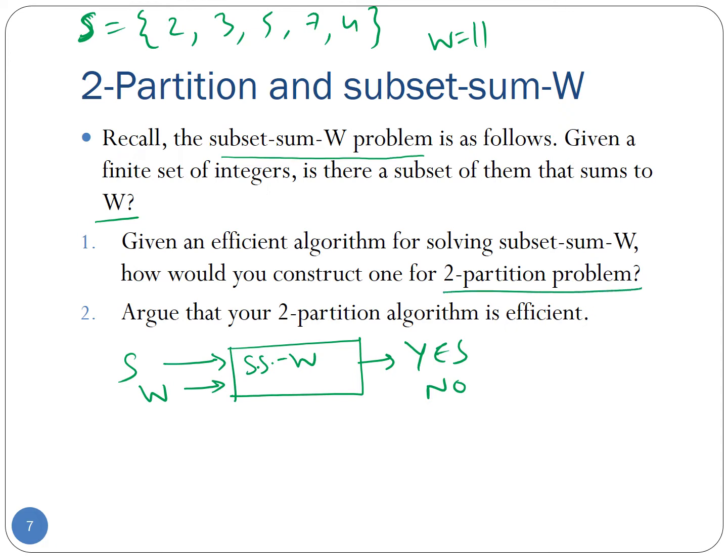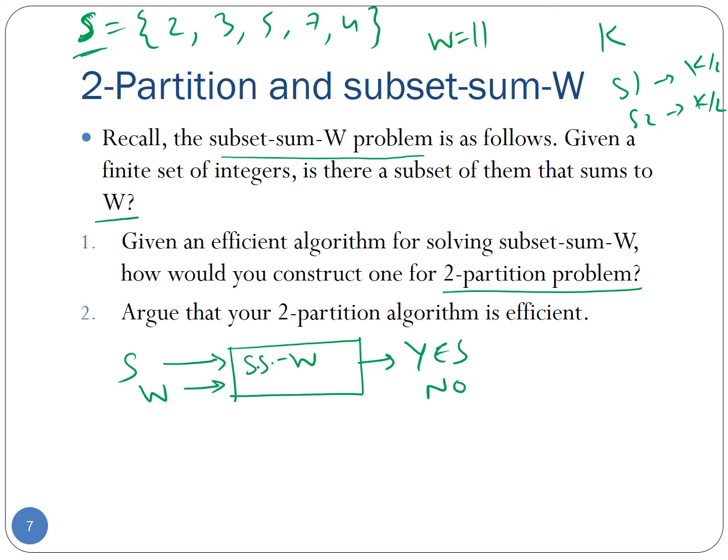Recall once again that the two partition problem is: if you are given a set S, the question is whether this input set can be divided into two subsets S1 and S2 that add up to the same value. So essentially, if all the elements in the original set add up to some constant k, then the two subsets S1 and S2 should each add up to k by 2. Okay, so that's the two partition problem.